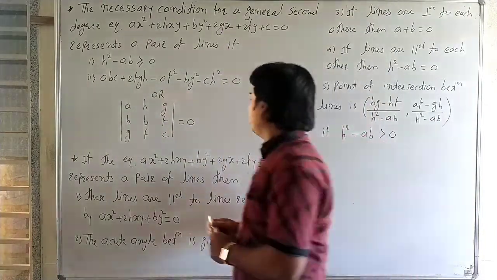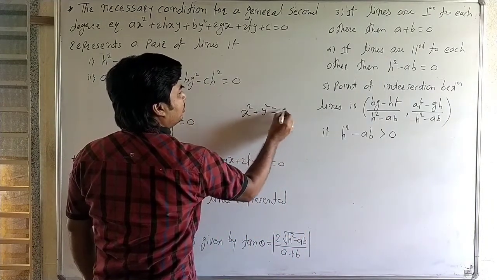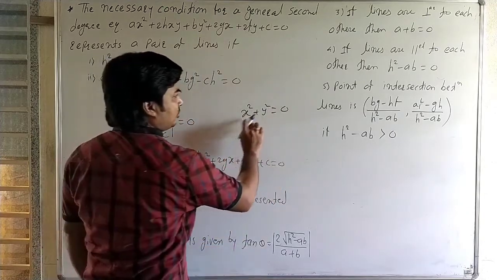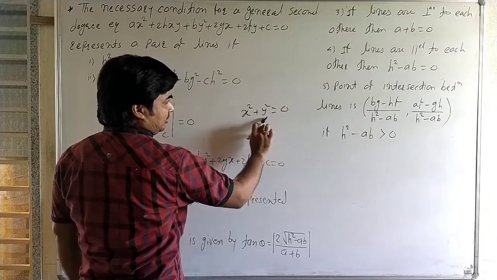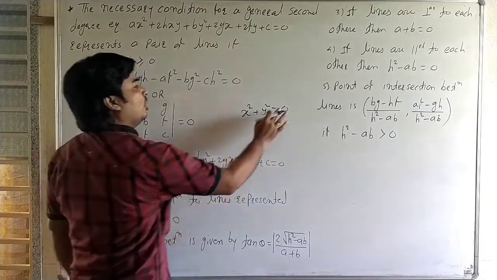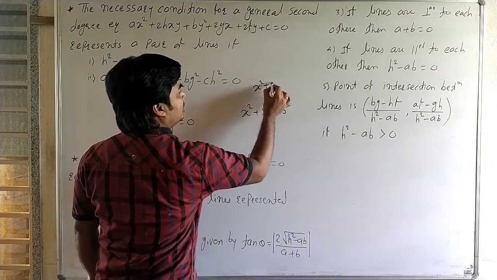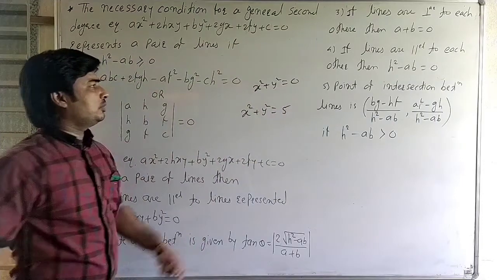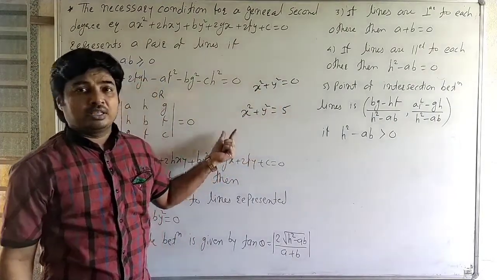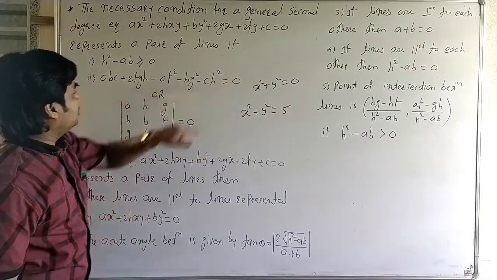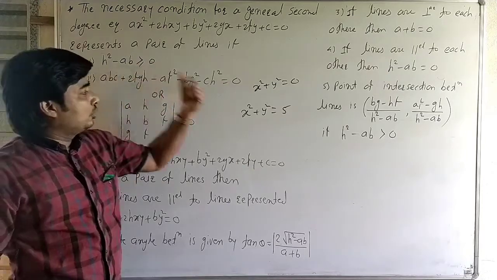For example, the second degree equation x square plus y square equal to 0 does not represent a pair of lines, because h square minus ab is less than 0. It is a homogeneous equation, but it does not represent a pair of lines because it cannot satisfy the condition h square minus ab greater than or equal to 0.